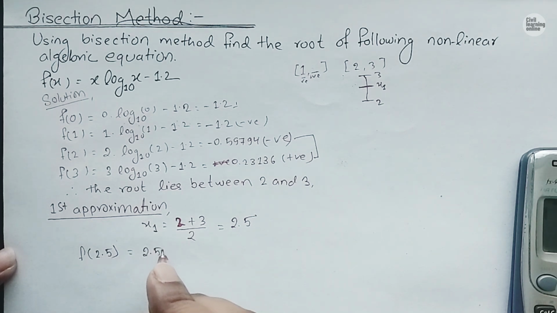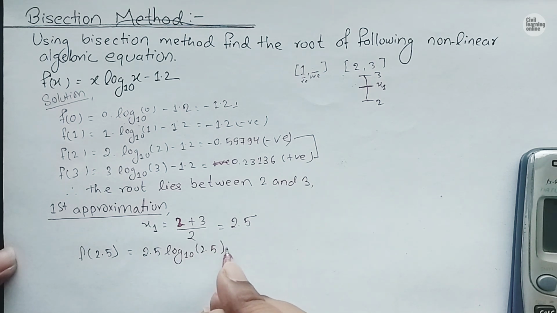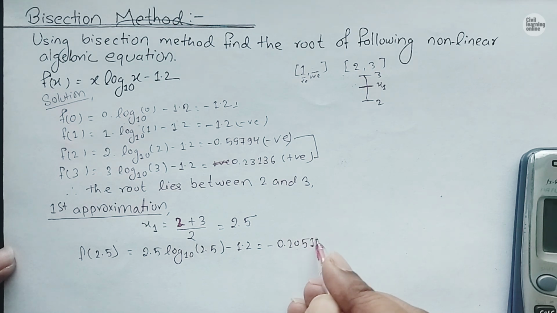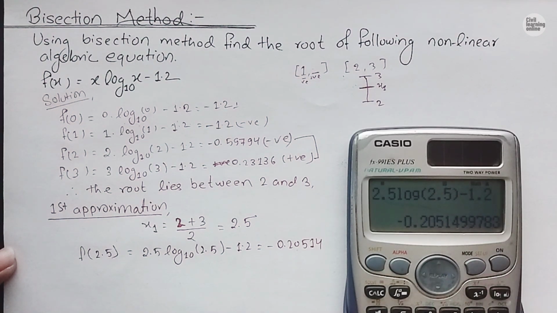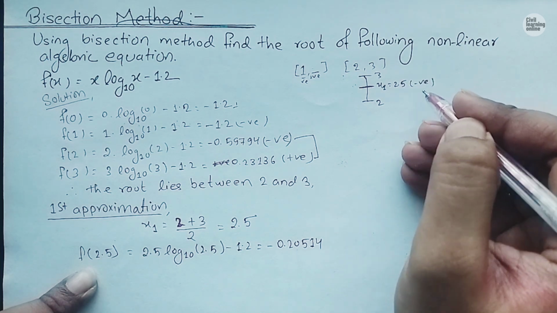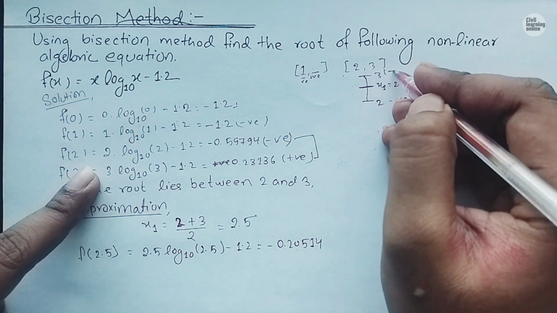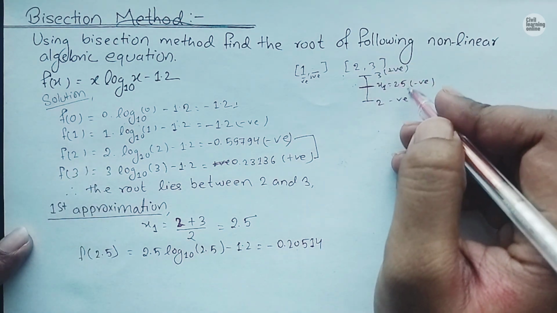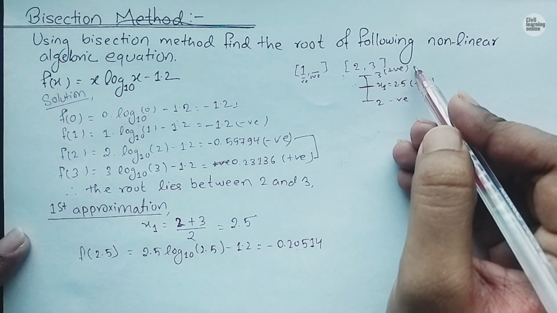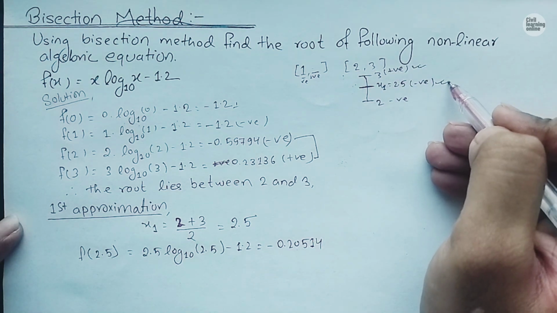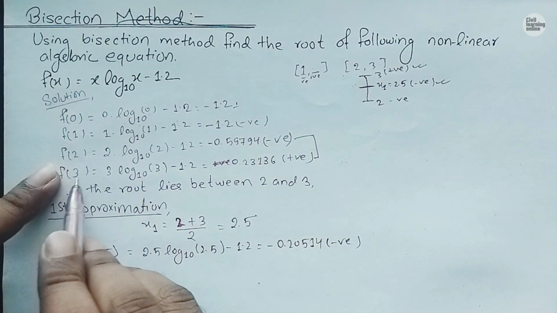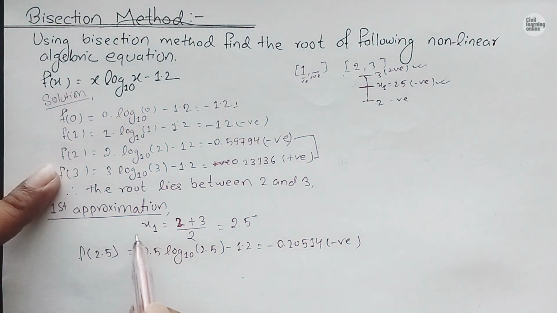So f(2.5) means 2.5 log to the base 10 of 2.5 minus 1.2, and on solving this we get minus 0.20514. So x1 equals 2.5, which is negative; for 2 we got a negative value and for 3 we got a positive value. Now we have to do the second approximation and find x2, but we again have to take an interval in which one end is positive and the other negative. Looking backward, we got a positive value for 3, so our root lies between 2.5 and 3.